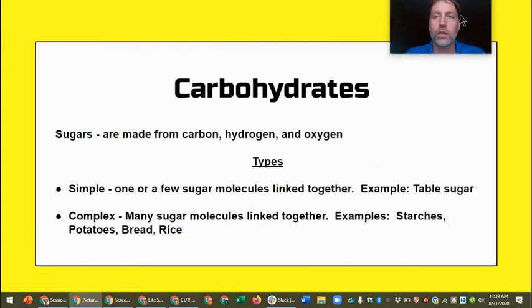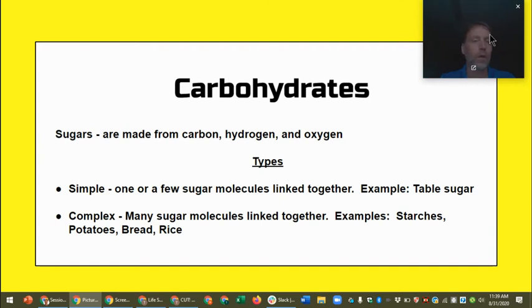All right, so let's talk about each one of these in turn. So carbohydrates, like I said, are sugars, and they're made from carbon, hydrogen, and oxygen. So this is a compound that has 3 different elements combined, and the types of sugar molecules would be a simple sugar and a complex carbohydrate. Simple and complex. Now, a simple is just a smaller molecule like table sugar that just has 1 or 2 sugar molecules linked together.